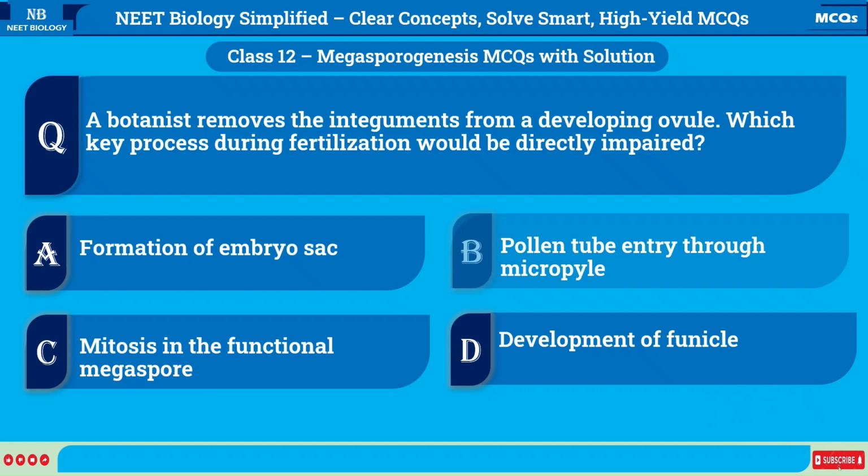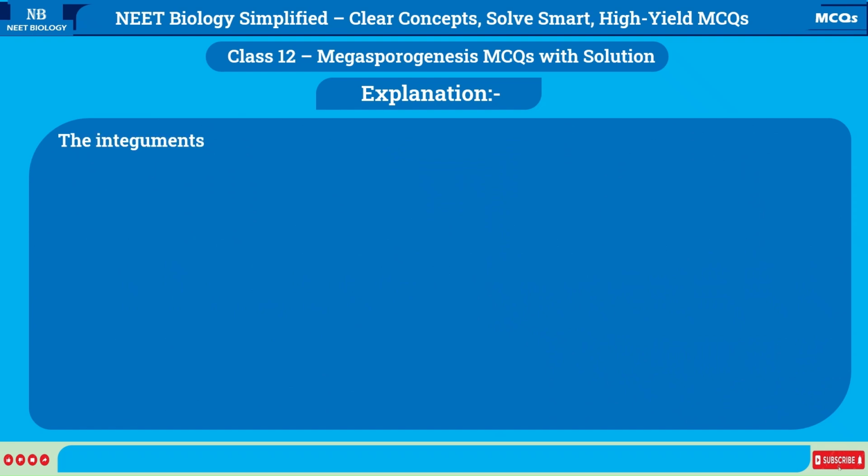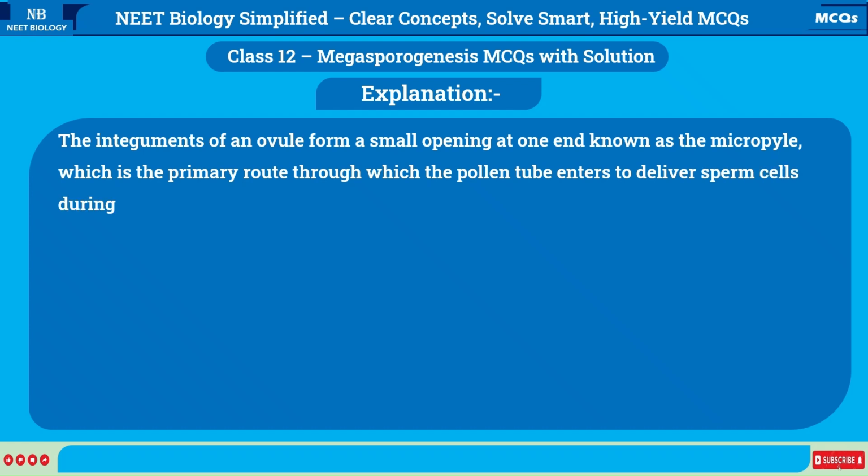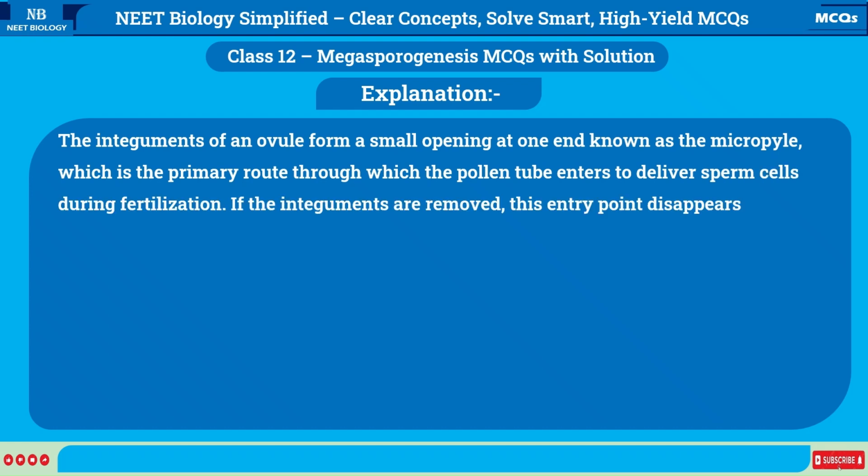Correct answer is B. Pollen tube entry through micropyle. Explanation. The integuments of an ovule form a small opening at one end known as the micropyle, which is the primary route through which the pollen tube enters to deliver sperm cells during fertilization. If the integuments are removed, this entry point disappears, directly impairing pollen tube guidance and entry.